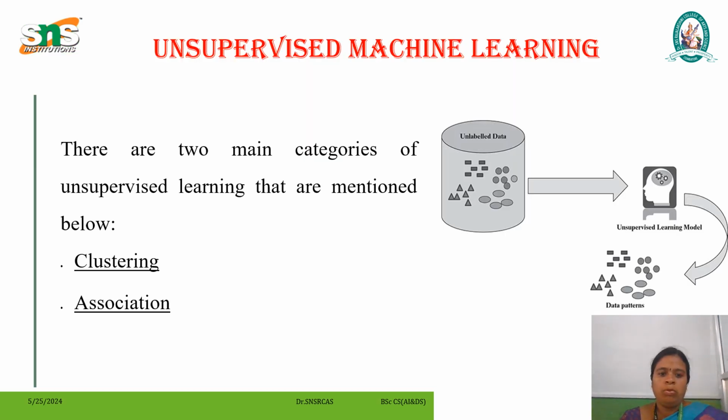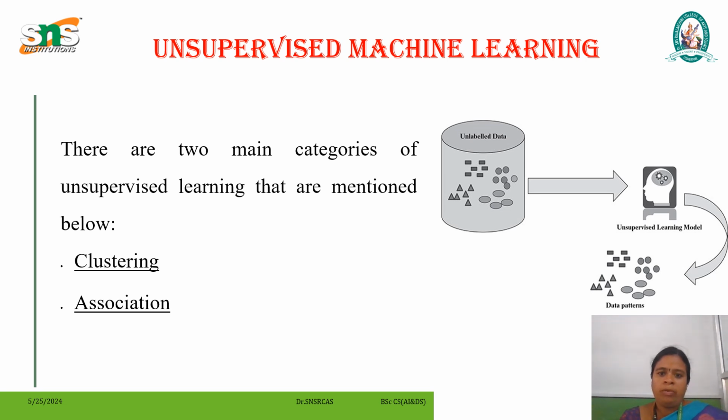First we will see unsupervised machine learning. Unsupervised learning is the type of machine learning technique in which an algorithm discovers patterns and relationships using unlabeled data. Unlike supervised learning, unsupervised learning does not involve providing the algorithm with labeled target outputs.